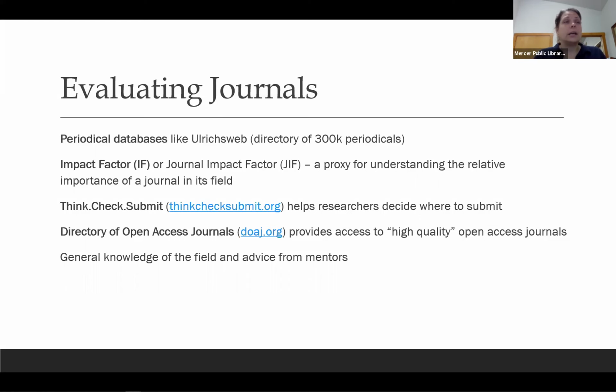The Directory of Open Access Journals provides access to high quality open access journals, so it's almost like a review of some of those open access journals. And those are particularly important because anybody can start a website. So I could start a journal tomorrow and throw up a website and try to get people to submit to me. So it is important to have some background information about these open access journals and where they're coming from. And then of course, general knowledge of the field and your advice from your mentors. If your research advisor says, I've never heard of that journal before and I'm in this field, that might be a clue for you that it might not be a legitimate journal.